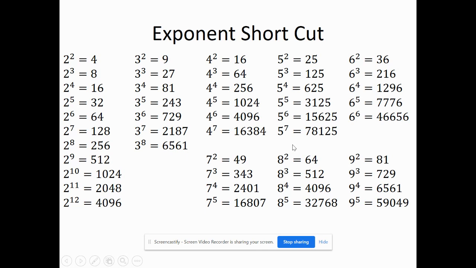All right, my exponent shortcut. This was my cheat sheet when I was in college, in a sense, and even high school. Not that I used it during tests, but I used to have this for my homework. I had this brought up here because I did a lot of these where I had 2 squared is 4, 2 cubed is 8, 2 to the fourth is 16. You can see 2 to the 5 is 32.